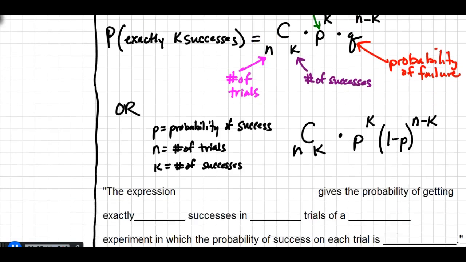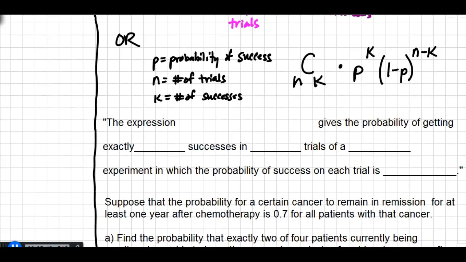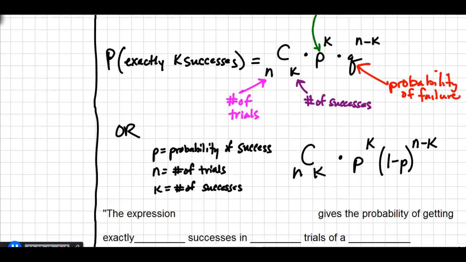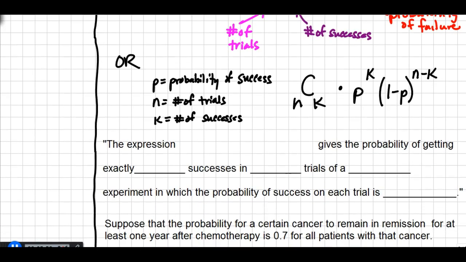So let's go ahead and put this formula into practice, or excuse me, let's list it out in words and then we'll try it. So we just looked at the symbols for the formula. Now let's actually say what the formula is for and list out all the different pieces. So this expression of n choose k times the probability of success to the k times the q, or the probability of failure, to the n minus k gives you the probability of getting exactly k successes in n number of trials of a binomial experiment in which the probability of success on each trial is the letter p. So that's what that formula tells you.